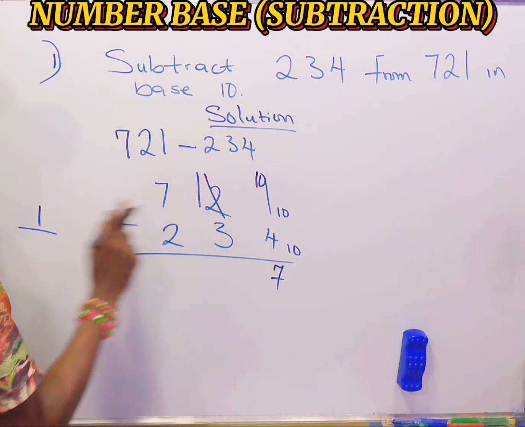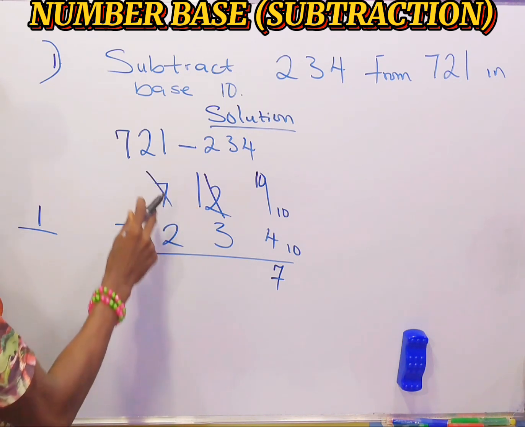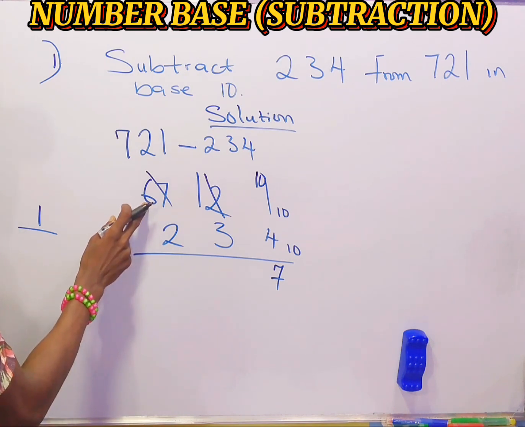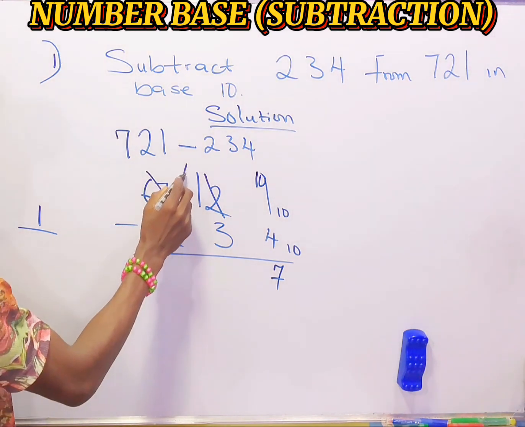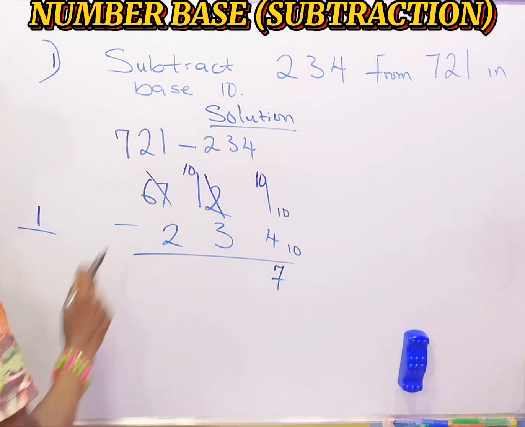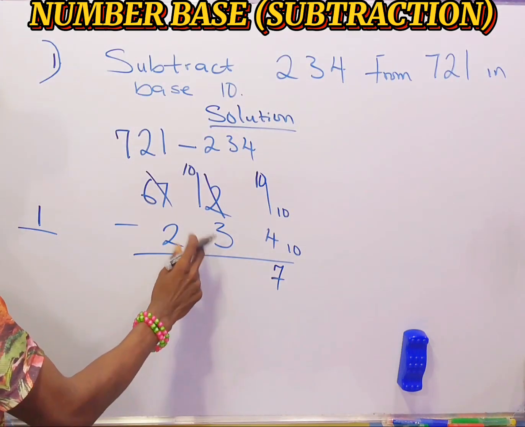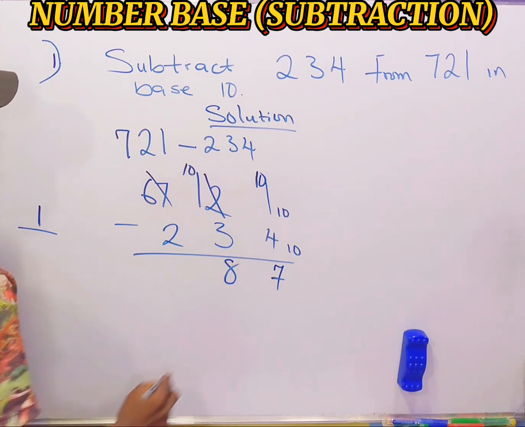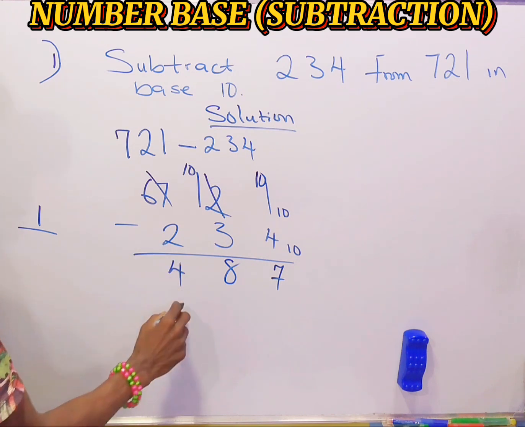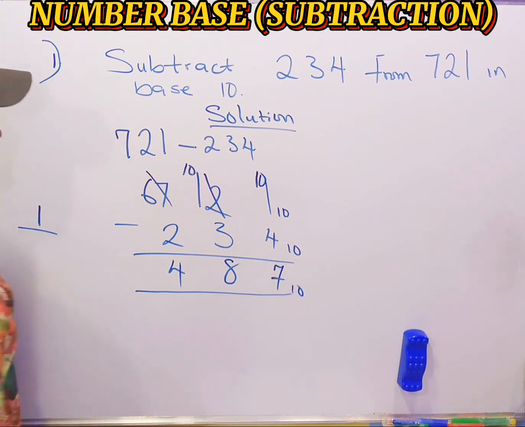1 minus 3 also is not possible because we can't take 3 from 1. We'll go to 7. Remove 1 from 7, that makes 6. The 1 you are taking away from 7 is in the form of 10. So we are adding 10 to 1 and not 1 to 1. So 10 plus 1 makes 11. 11 minus 3 is 8. This becomes 6, and 6 minus 2 is 4. Therefore, we have 487 base 10.